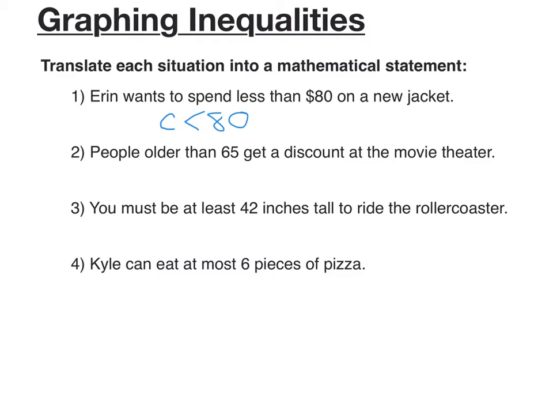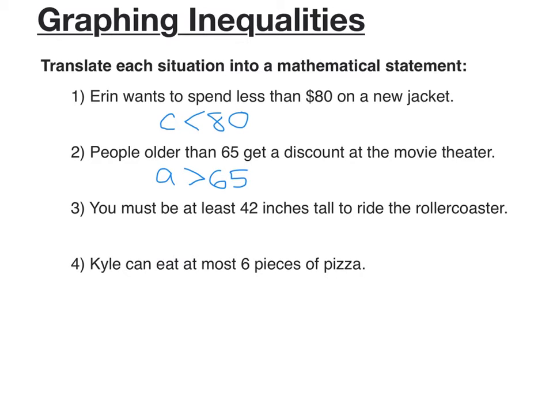Okay? Number 2, people older than 65 get a discount at the movie theater. In this case, if it's older than 65, then the age of the person must be greater than. A is greater than 65. Those are pretty straightforward. The cost is less than 80. The age of the person is greater than 65.